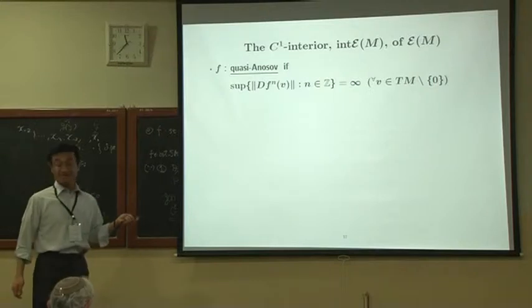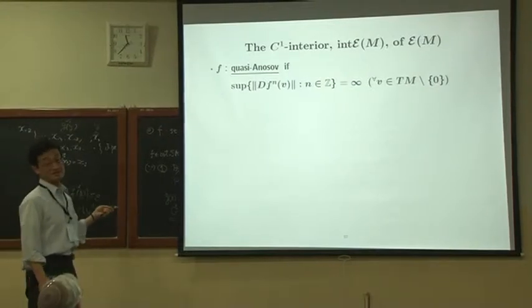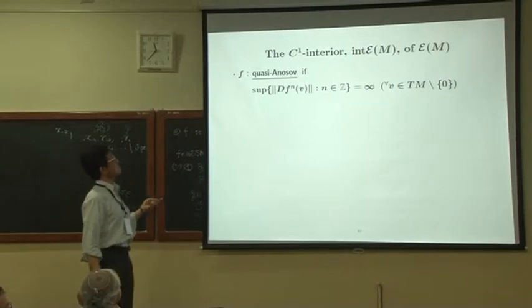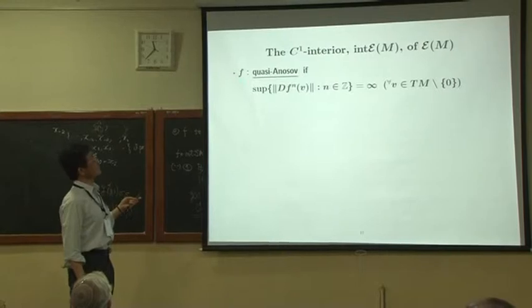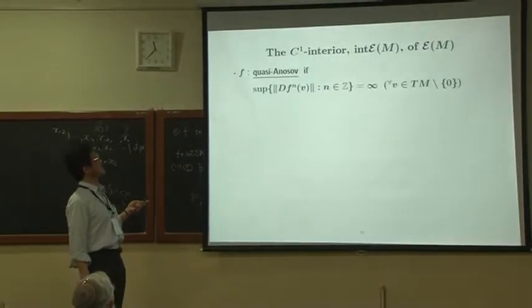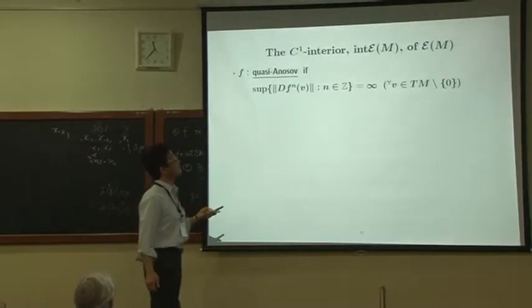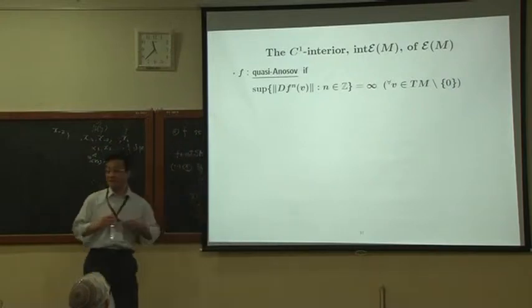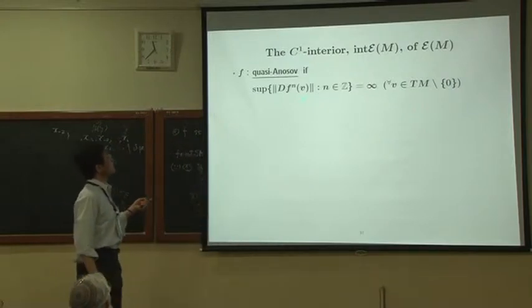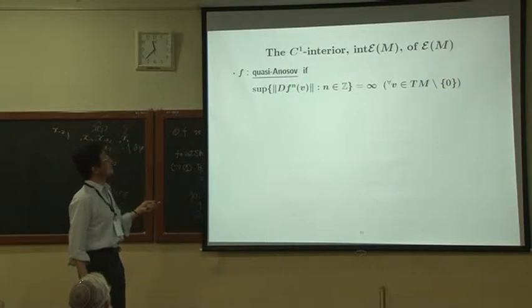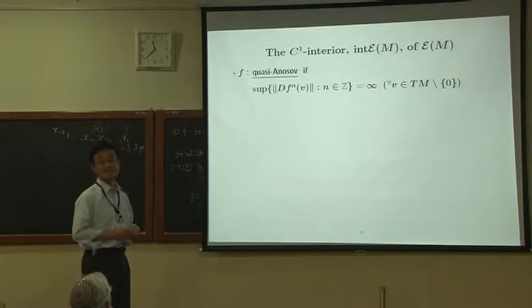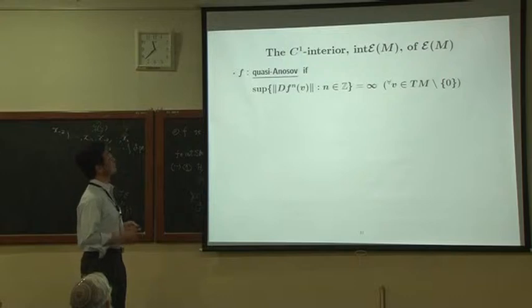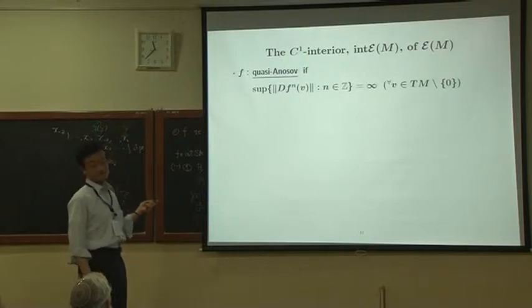Let me go forward and explain the Kazuhiro system. We say that the diffeomorphism F is Kazuhiro if, for a vector V, when the iteration of this set is bounded, then V must be zero. We say that this system is Kazuhiro.